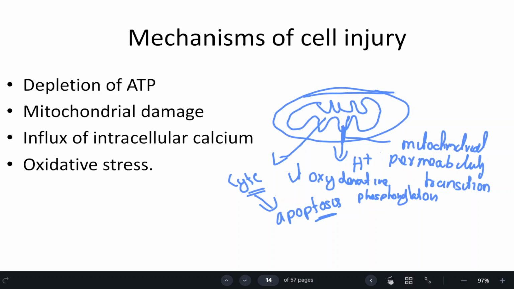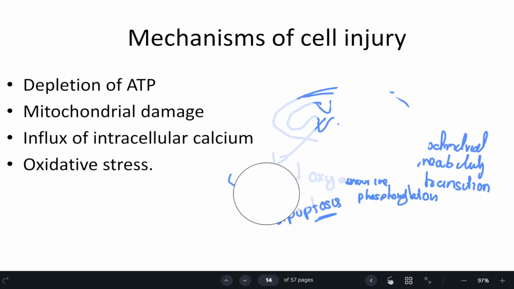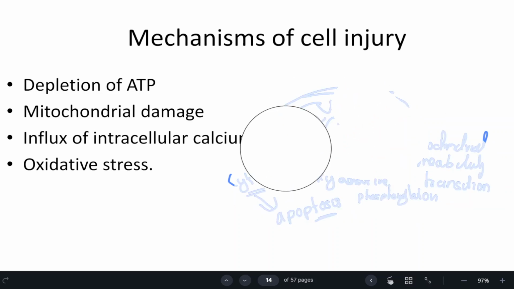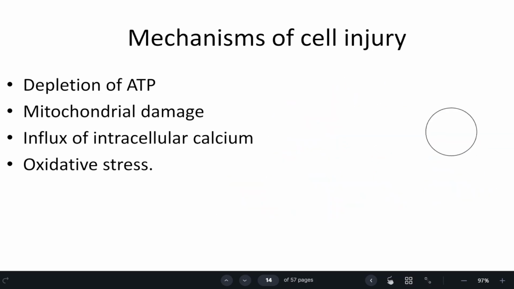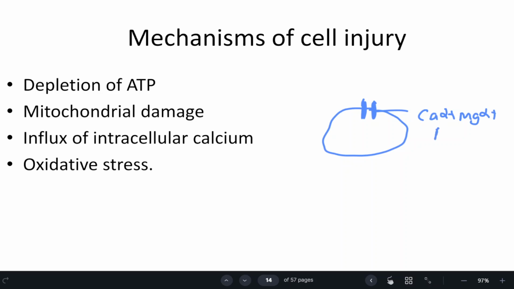Now we will learn about damage by the increased cytosolic calcium. Normally inside the cell there will be less calcium, usually less than 0.1 micromoles. Outside the cell it is about 1.3 millimoles. So outside the cell there is more calcium, inside the cell less calcium. This gradient is maintained by an energy dependent calcium magnesium ATPase pump.